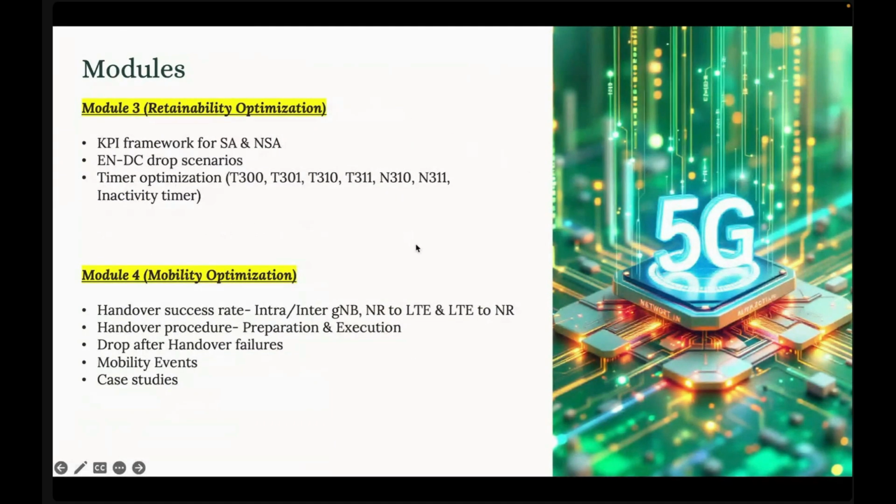Then we will move towards the retainability optimization. You all must be aware of retainability, accessibility, mobility, and integrity KPIs in LTE technology as well. The same terminologies will be used in 5G. The fourth module will cover the mobility optimization, basically the handover procedures, the handover failures, the handover success rate, etc. Purely for the mobility part.